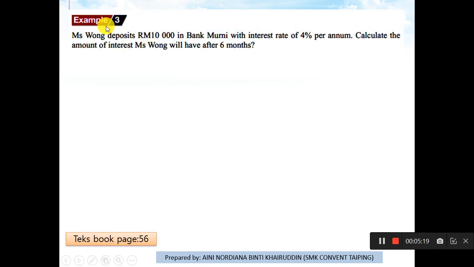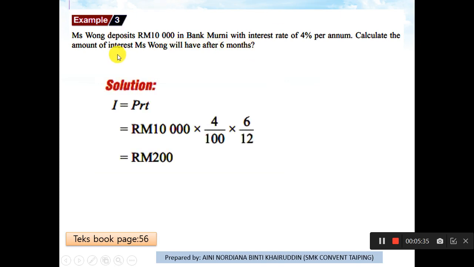Example 3. Ms. Wong deposits 10,000 in Bank Murni with an interest rate of 4% per annum. Calculate the amount of interest Ms. Wong will have after 6 months. We use the same formula, I equals PRT. P is 10,000, the principal. The rate is 4%, so 4 over 100. 6 months, so 6 divided by 12. Why divided by 12? Because it is half a year. 6 over 12 is actually 1 over 2. We change 6 months to years. So after 6 months, she will receive 200 as interest.